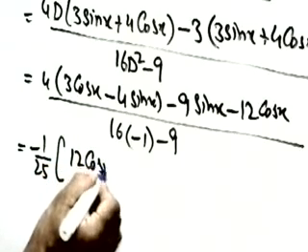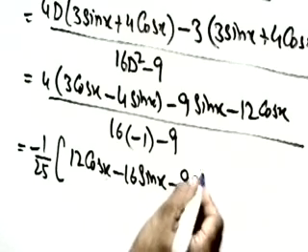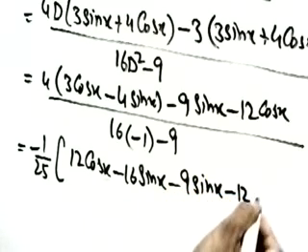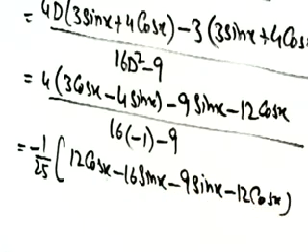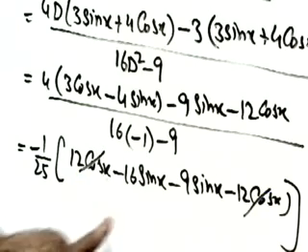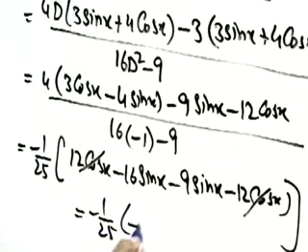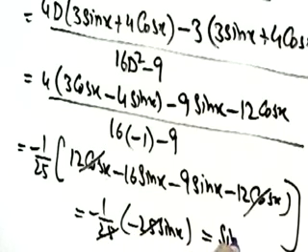Now multiply this: 2 3s are 6... 3 4s are 12 cos x, minus 4 4s are 16 sin x, minus 9 sin x, minus 12 cos x. So let me cancel: plus 12 cos x minus 12 cos x cancel, minus 16 minus 9 is minus 25, minus 1 by 25 times minus 25 sin x. So sin x will be left, minus 1 times minus is plus sin x. Therefore yp we got is sin x.